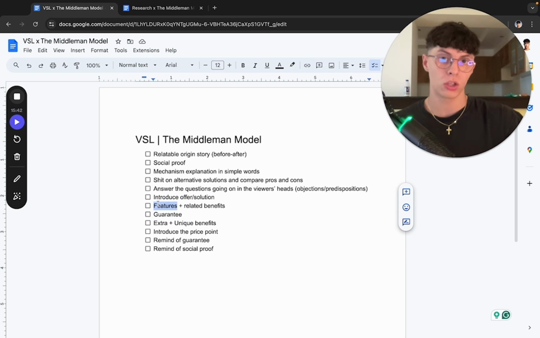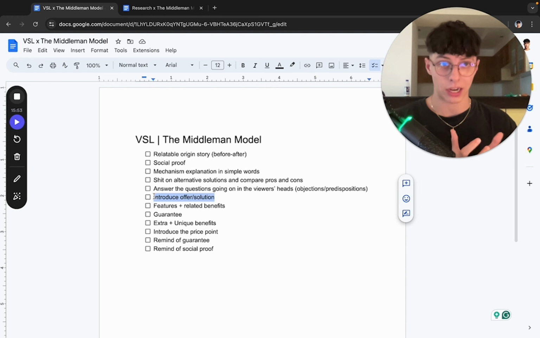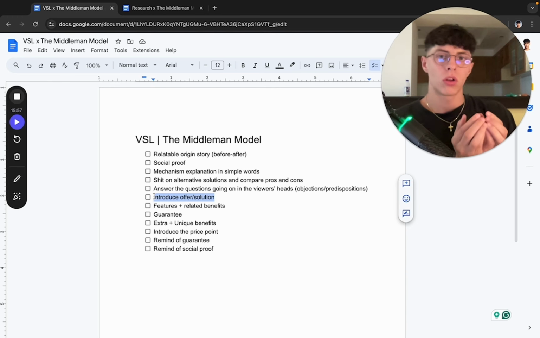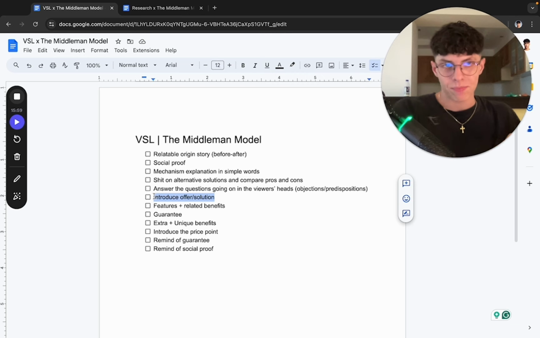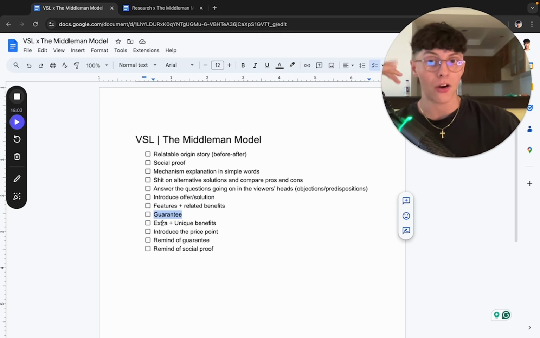Then we're going to introduce, obviously, we're going to introduce it first, saying basically how we came up with these. Then we're going to say the features inside our offer, exactly what they are going to get, but not just that, also the benefits of getting that. We're going to see everything in a second. Then we're going to introduce our guarantee, our extra unique benefits. We're going to introduce our price point.